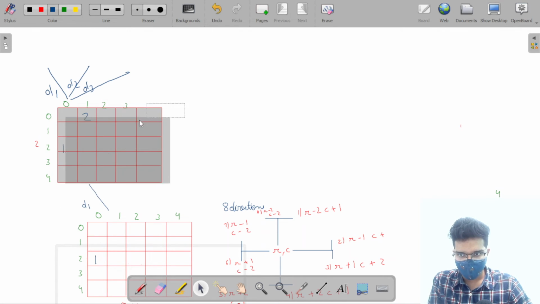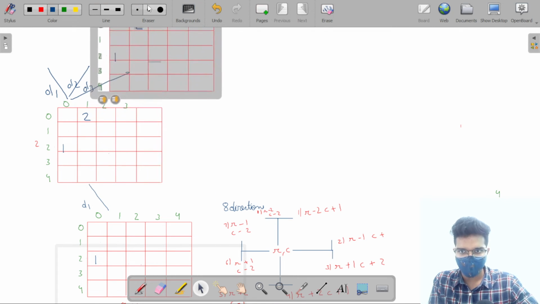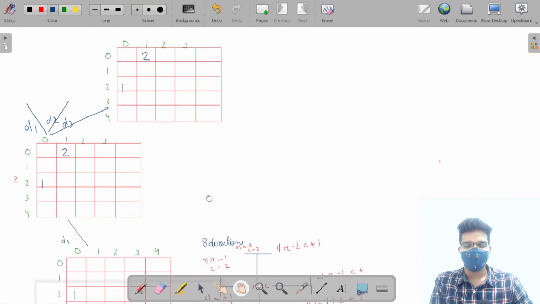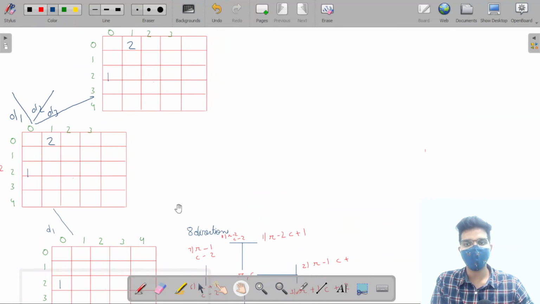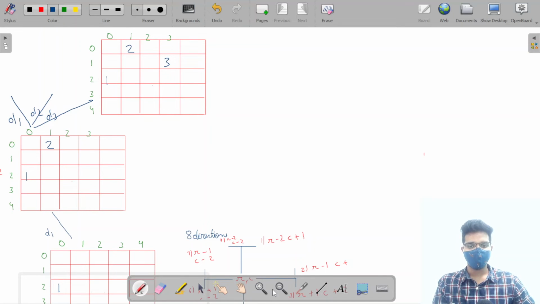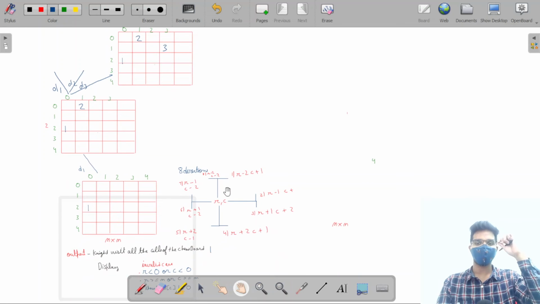So after the direction 3 call, what is supposed to happen? Our row will increase by 1 and column will increase by 2. So I'll place 3 here. So exactly that's how my recursion is working. I wanted to show it.